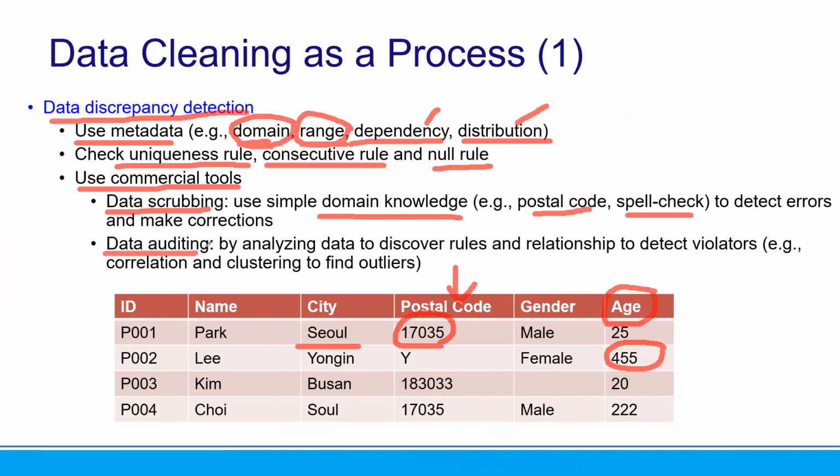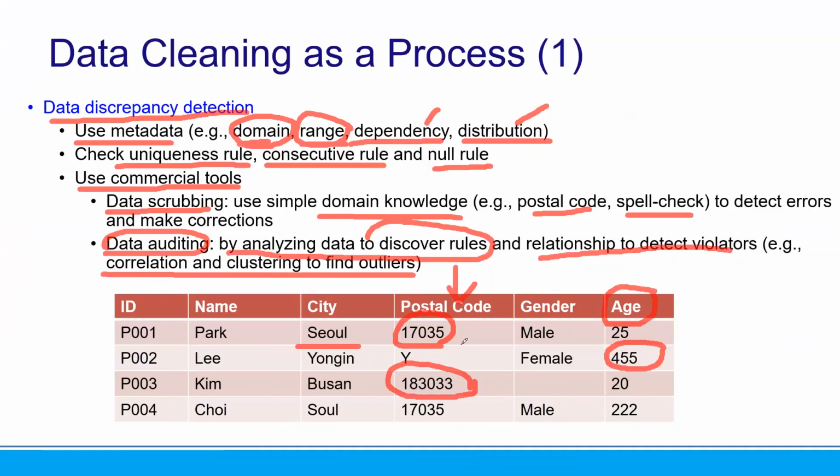Or we can do the auditing. With data auditing, we can analyze the data by discovering the rules or relationships to detect the violators. So some correlation and clustering to find the outliers. So like this one, this is not consistent, or this is not based on the rule. In Korea, the postal code should be 5 numbers. So if it is 6 numbers, of course, it is out of the rules. We need to clean this kind of data.